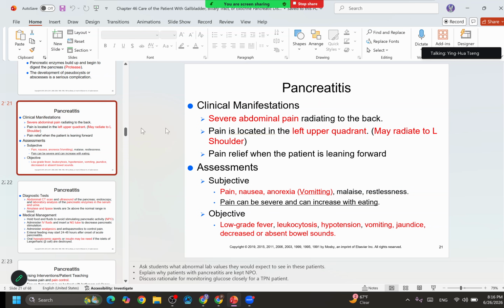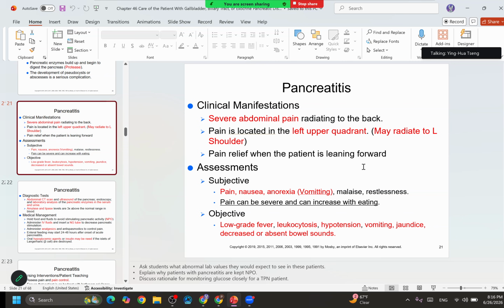So radiate to the back. Here, what is the back? It's located to the left upper quadrant. Okay, may radiate to the left shoulder. Usually left shoulder is a pancreas problem. Right shoulder is a gallbladder problem. Both shoulders usually is a diaphragm or the vagus nerve problem.